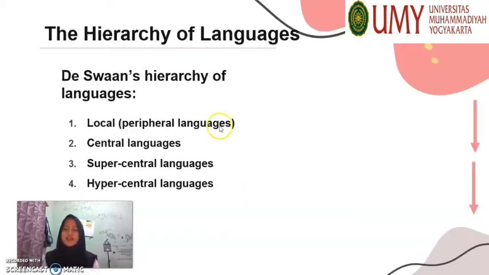The second is the hierarchy of languages, and there are four classifications by Abram de Swaan. The first is local or peripheral languages, the second is central languages, the third is supercentral languages, and the last is hypercentral languages.